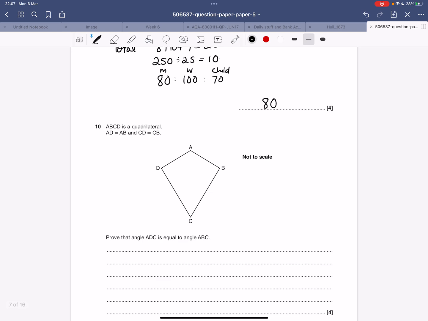ABCD is a quadrilateral. It is indeed. AD is AB. CD is CB. Prove that angle ADC is equal to angle ABC.